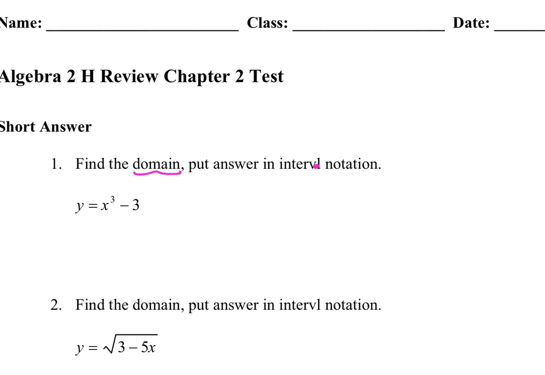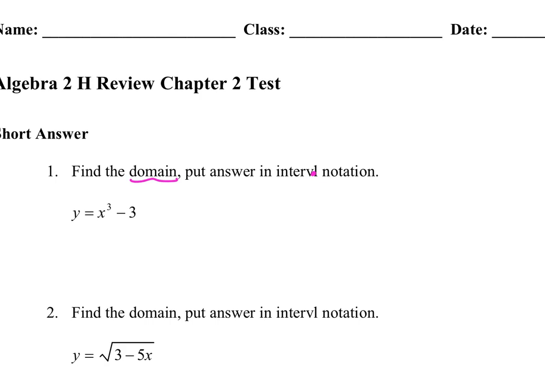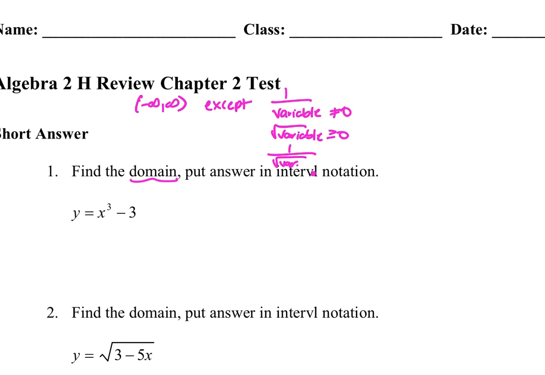So remember the domain, we're checking for three things. It's all real numbers, or negative infinity to positive infinity, except if there's a variable in the denominator, and for that one we would set it not equal to 0. If there's a variable under the square root, for those we set greater than or equal to 0. Or the combination, if there's a variable underneath the square root in the denominator, and for that we set greater than 0. So when you look at number 1, none of those are happening.